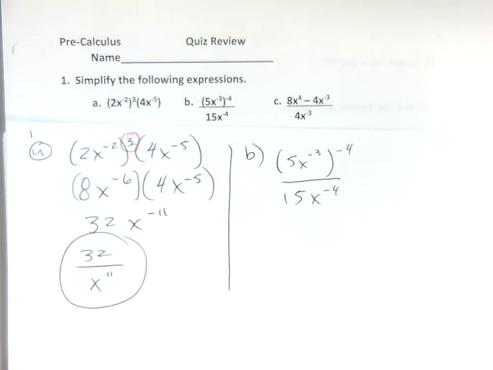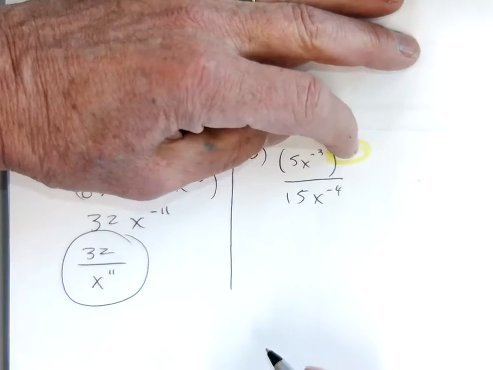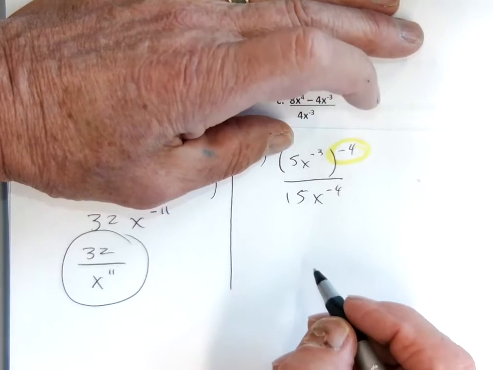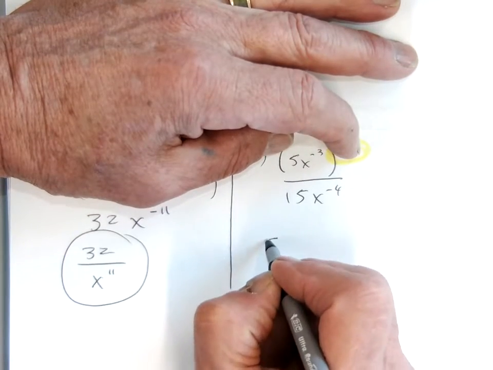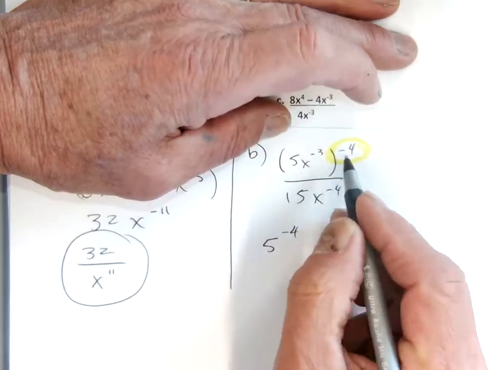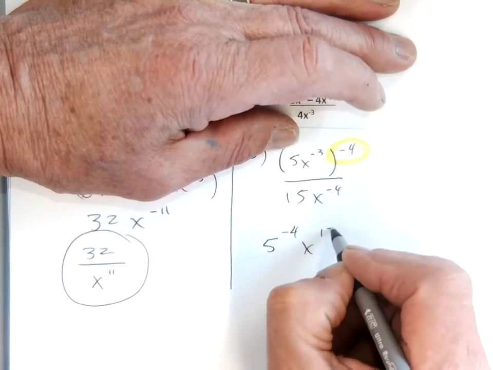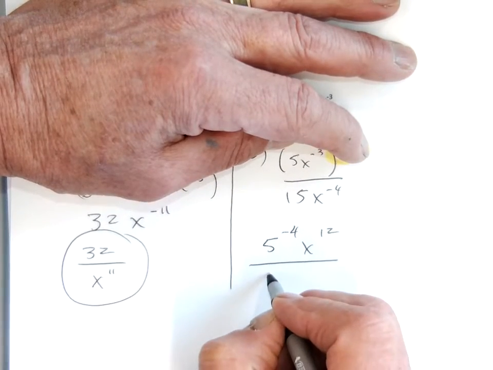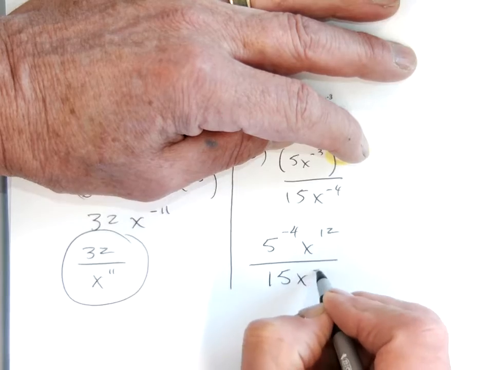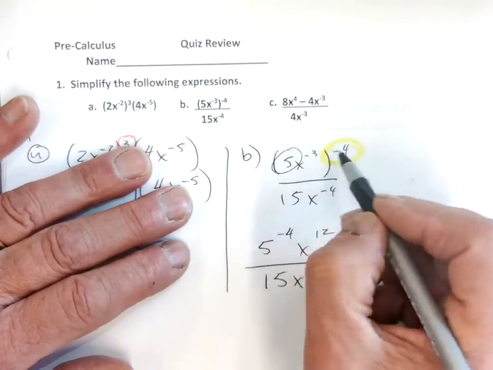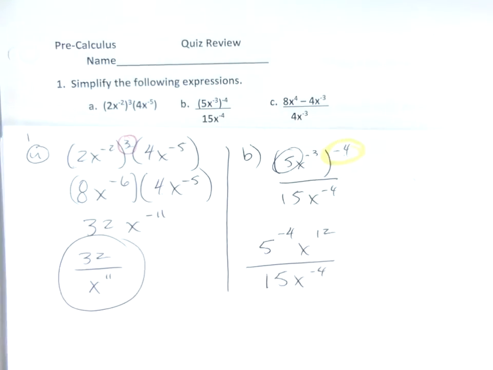Okay, on B, I'm going to do the same thing. I'm going to take care of this first. I'm going to take the negative 4 because it's on the outside, and the first thing I'm going to do is rewrite this. And I got to be a little bit careful with this. I'm going to make it a 5 to the negative 4. I got to be careful with that one. X to the positive 12 over this 15x to the negative 4. Now I got to be careful with the 5. The negative 4's got to go to 5. And then what is that?